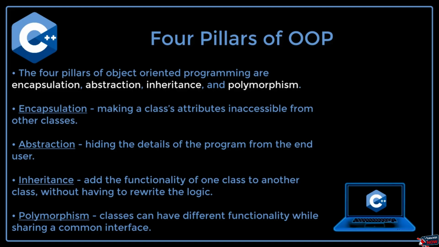Inheritance is used to add the functionality of one class to another class without having to rewrite the logic. A derived class or subclass means that fields and methods from the parent class are inherited. Polymorphism means that classes can have different functionality while sharing a common interface. In other words, objects can take on multiple forms. A shape can be a rectangle, triangle, circle, etc. All of these things are shapes, but they are all different forms of a shape.